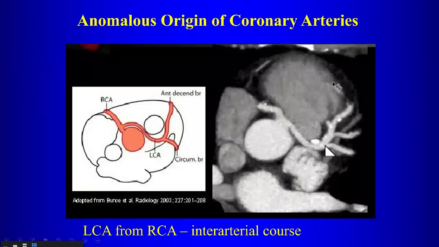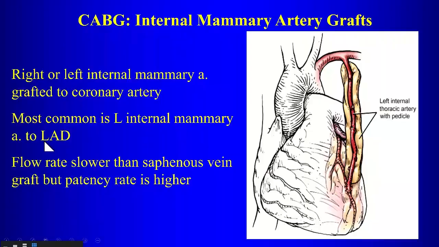So interarterial is the bad one. We've talked about that before. So that's what you're looking for. You're looking for an interarterial course of the coronary arteries. For imaging coronary artery bypass grafts, if there's a question of patency of bypass grafts, again, CT is the method of choice. So CT is where we're going to go if we're looking at patency of bypass grafts.